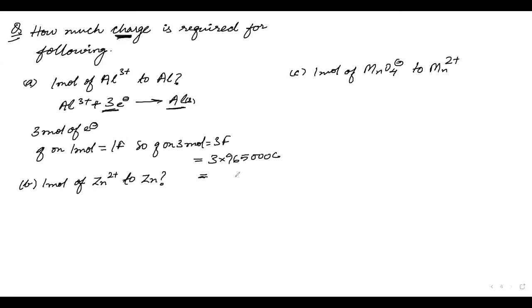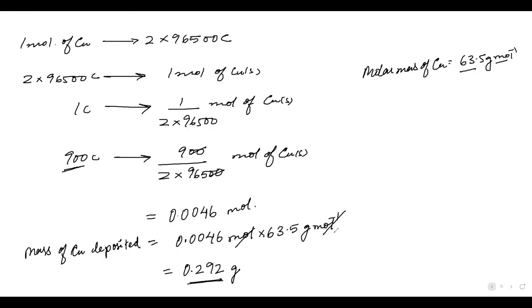Such an easy question, right? The answer is 289500, approximately. How many zeros will be there? I wrote an extra zero there. 1 Faraday is 96500, so the answer is 289500. Correct.